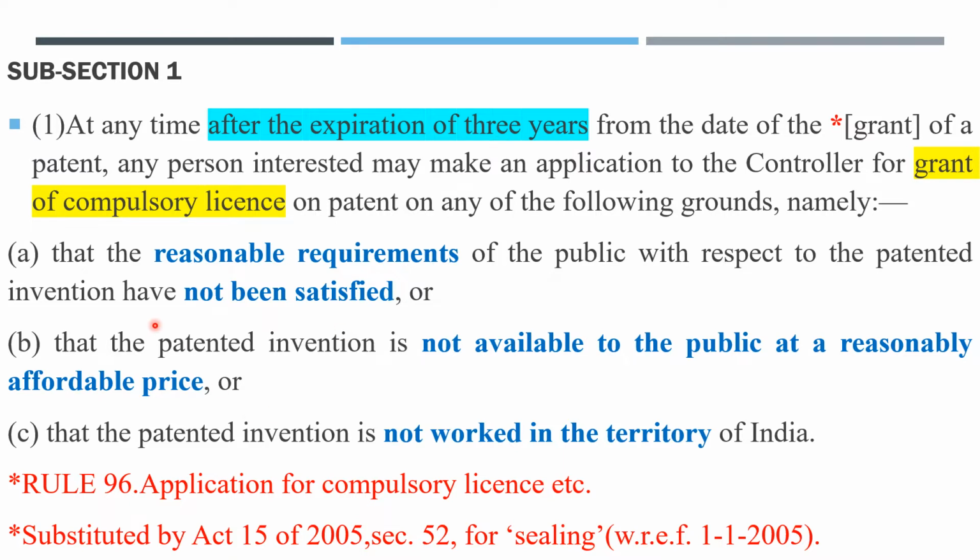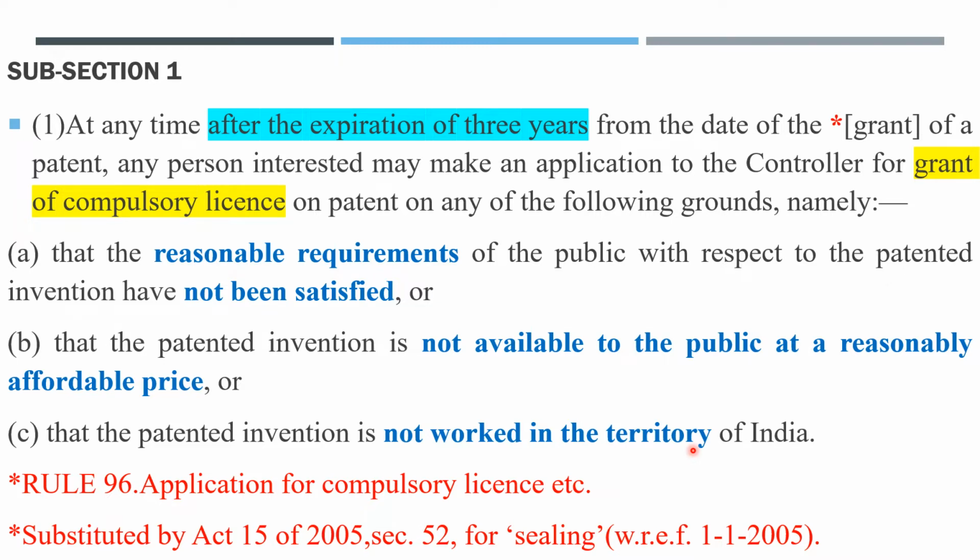Okay, and inside the clauses you can see in clause A, the ground is that reasonable requirements have not been satisfied. And for clause B you can see not available to the public at a reasonably affordable price. And in clause C you can see not worked in the territory, and that is the territory of India. Okay, so we can analyze this whole subsection in very simple words. Let me explain, just listen carefully.